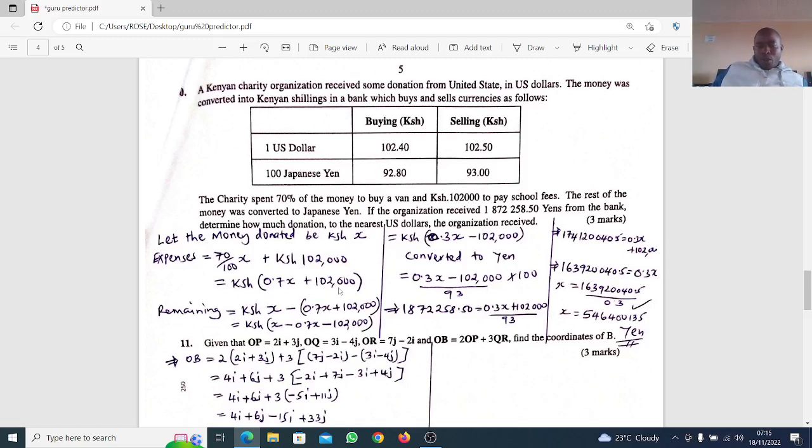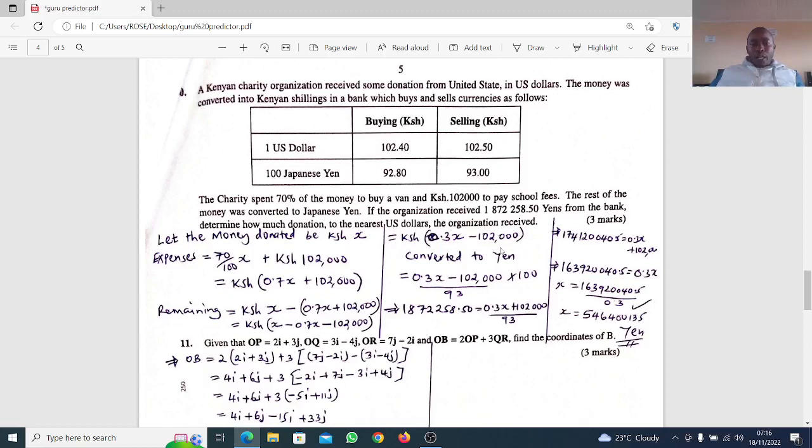That is the money that was used for expenses. So the remaining amount was X minus the expenditure. Ensure you have this bracket, because if you fail to have the bracket, this will change to be negative. So it's good to have this bracket always, so that the money that remained was X minus 0.7x, then minus 102,000. When you do that, it gives you 0.3x minus 102,000. That is the money that remained in Kenyan shillings, and then converted to yen.